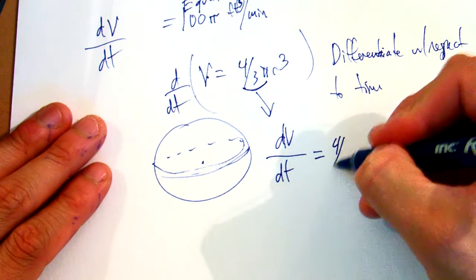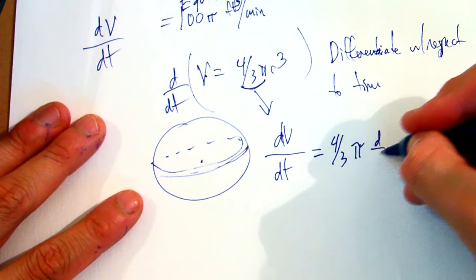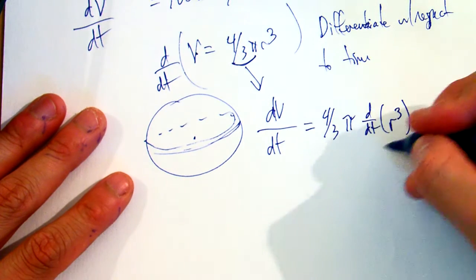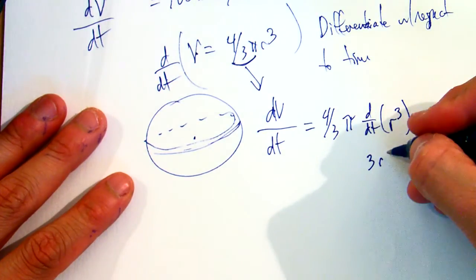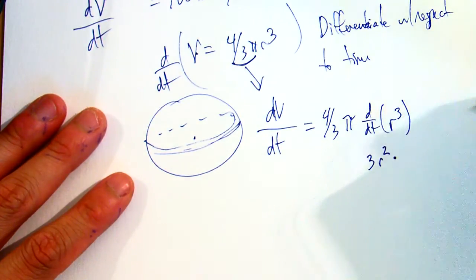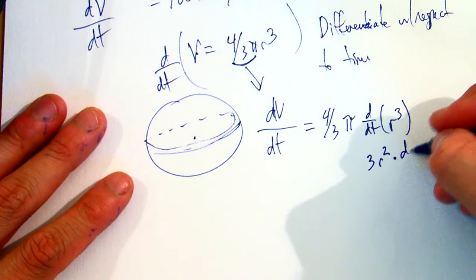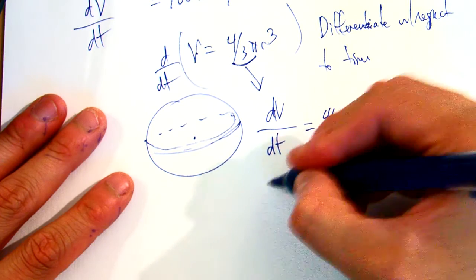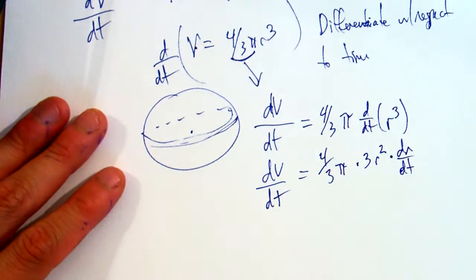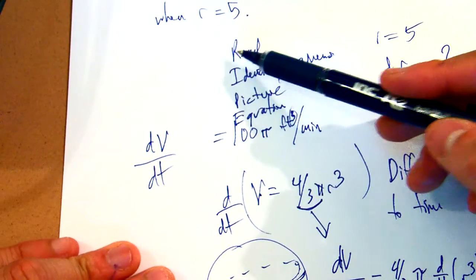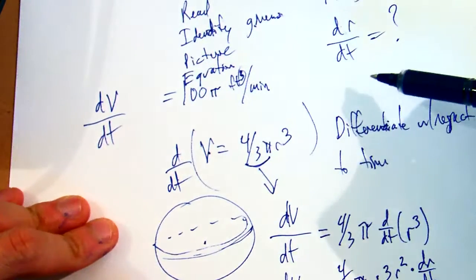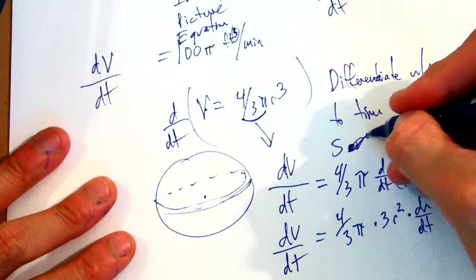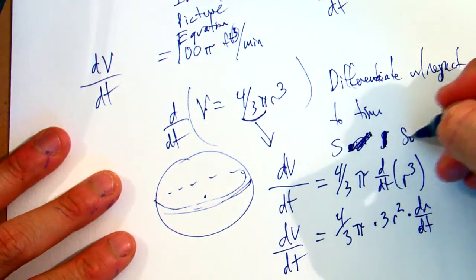So this is 4/3 pi. What is the derivative d/dt of r cubed? Just take this derivative. It's 3r squared times dr/dt. Okay? Now we read it, identified givens, drew a picture, got an equation, differentiated, and now S is solve, right? We're going to solve and substitute.